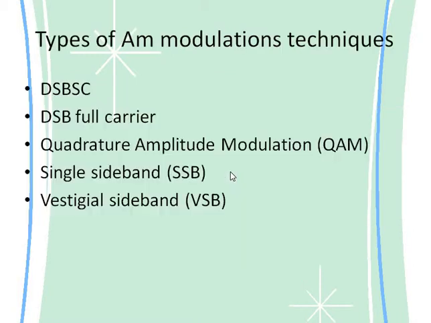And there are different types of modulation techniques. That is DSBSC or double sideband suppressed carrier, DSB full carrier or double sideband full carrier, quadrature amplitude modulation, single sideband and vestigial sideband. First we will know what is double sideband suppressed carrier.